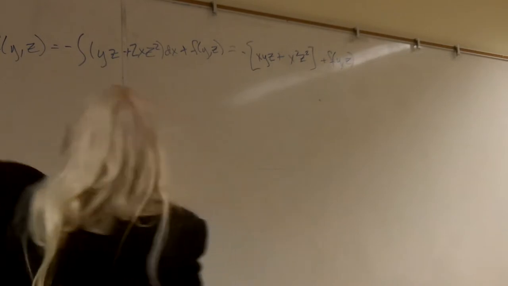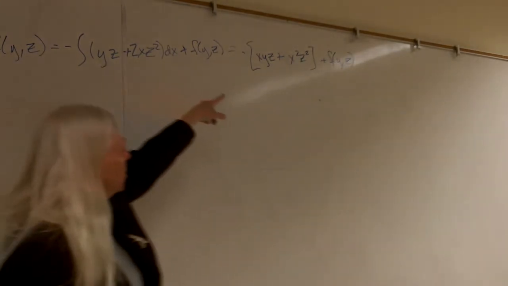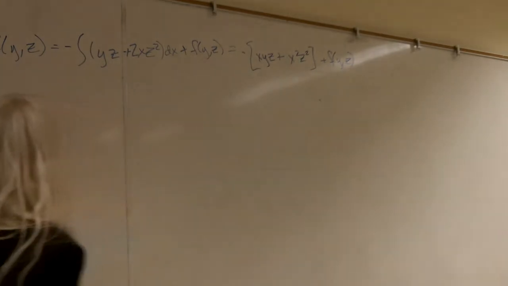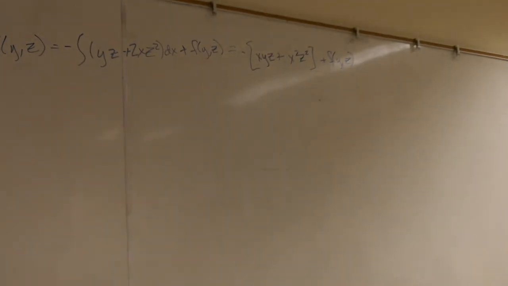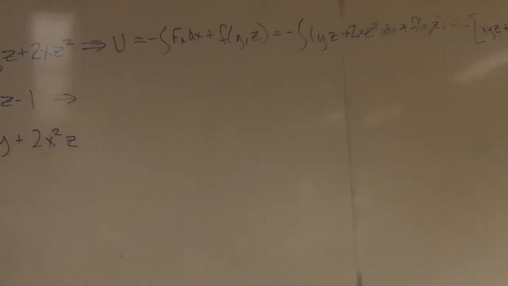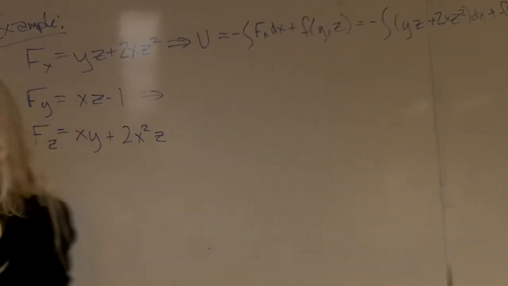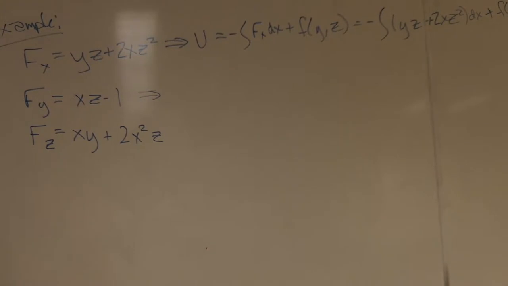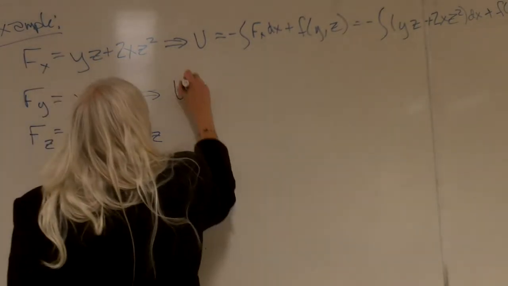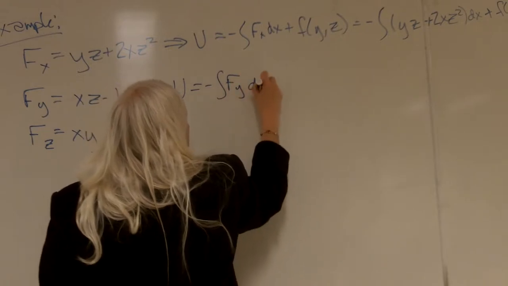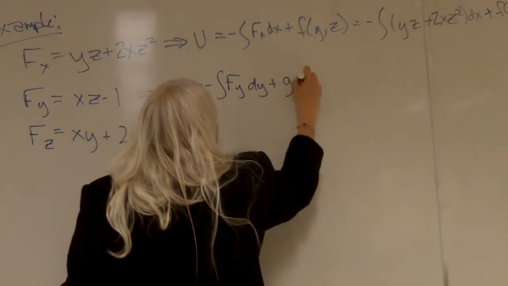So there's our first expression for u. Okay, we still don't know what f of y and z is. But let's leave that alone and go to the next one. We'll have to come back and figure out what f of y and z is in a minute. This second expression for f sub y, we're going to use in this equation. So u is minus the integral of f sub y dy plus this function g of x and z.